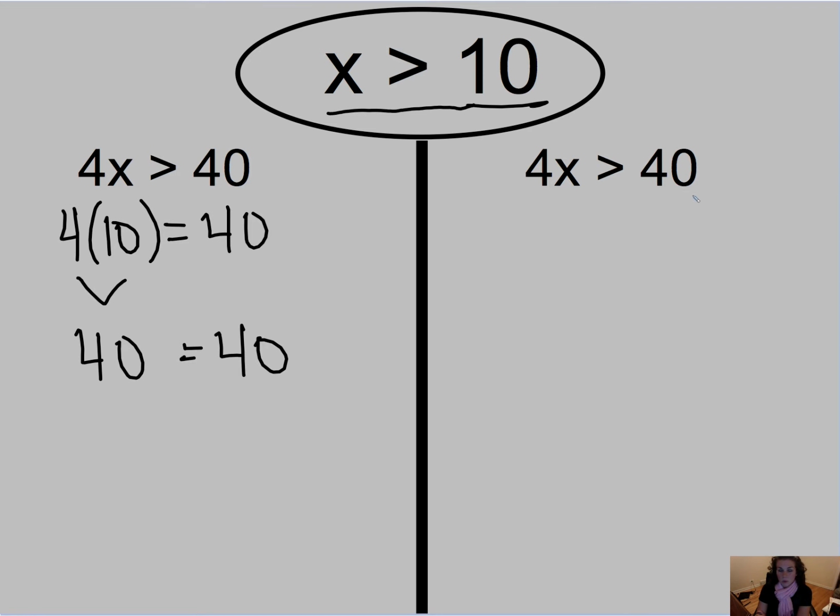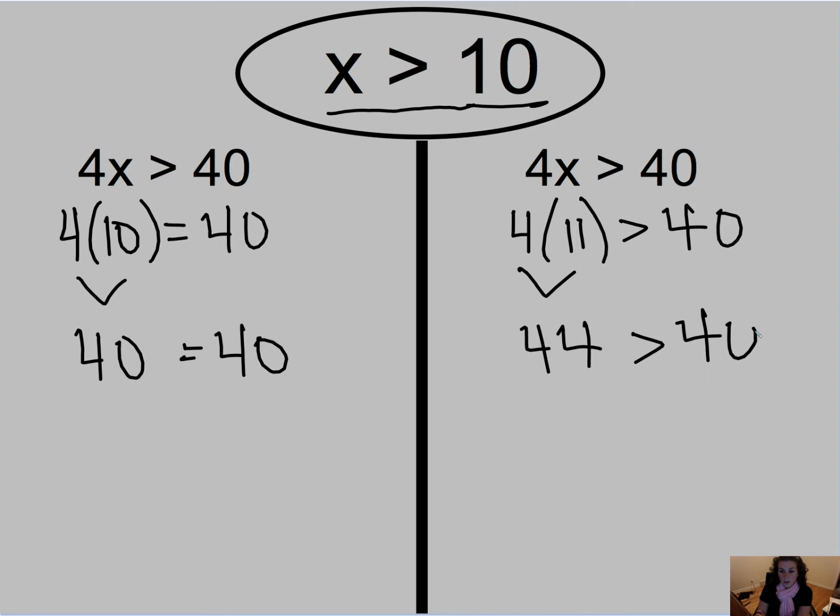And then we plug it into our original problem. So I'll choose 11, 4 times 11. And we want to see if that's a true statement. So 4 times 11 is 44. And that is greater than 40, so that's true. We did it correctly.